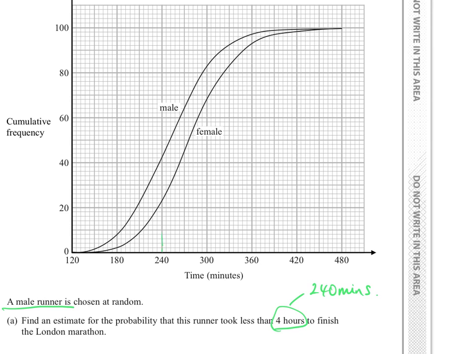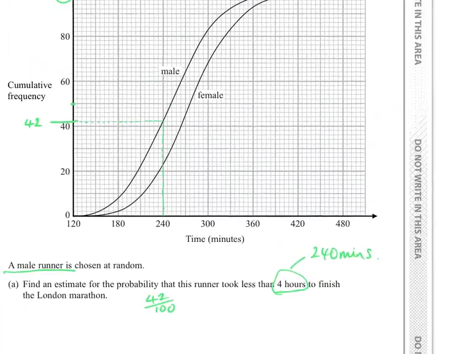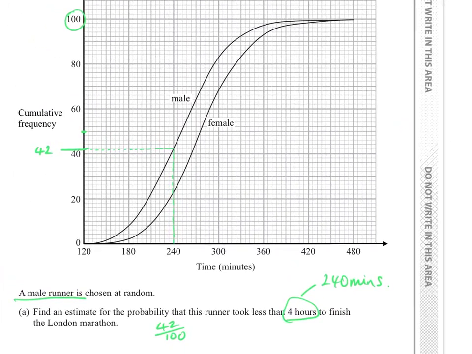So if we go to 240 and look at the male graph, the ogive, i.e. the curvy graph, we can see here, if we get our scale right, that it looks to me as it will be 42 out of the 100. So I would write that 42 out of 100. Now, you can cancel that down if you want, but just leave it like that, that'll be fine. So that's our estimate for that. And then let's have a look if there's another part to the question.